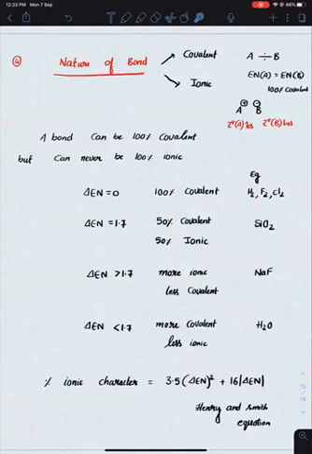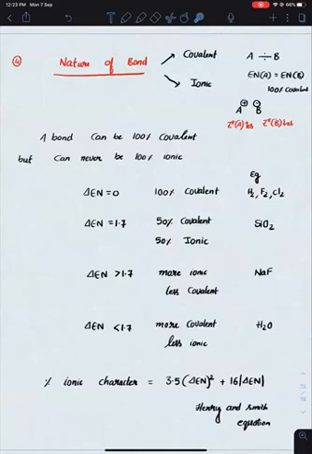When is a 100% covalent bond possible? Whenever you have a pure covalent bond between similar elements. If A and B are the same, or if A and B have similar electronegativity, the shared electrons will be present exactly at the center, which is nothing but a 100% covalent bond.